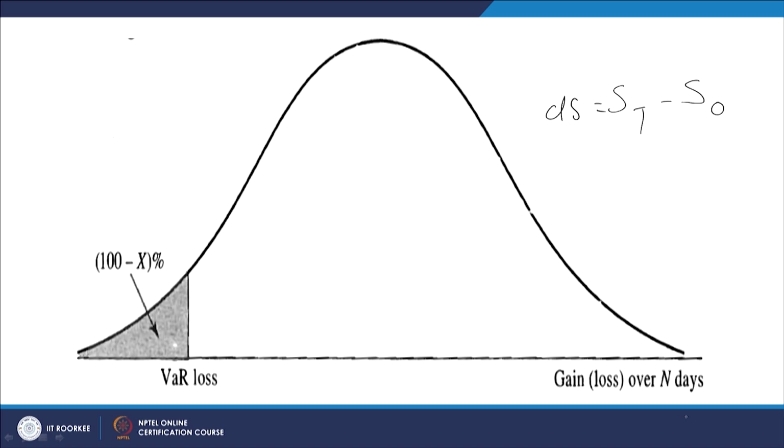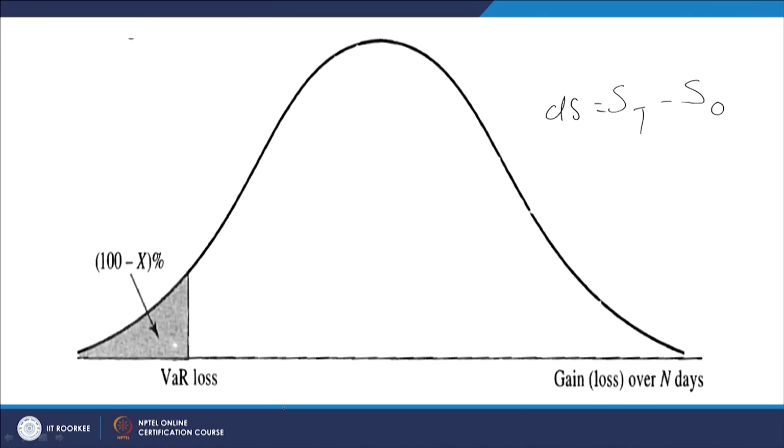So, what is value at risk? Value at risk is that value of loss, the maximum loss such that this probability is given to you. The maximum loss that can occur with this probability represents the value at risk. I repeat, what is the probability? The probability is this area. This area is given to you, and the maximum loss that can occur subject to this probability represents the value at risk.